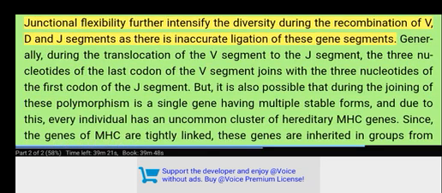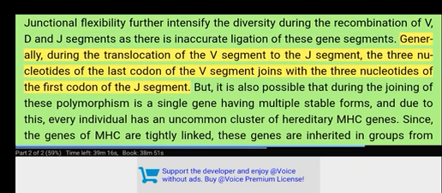Junctional flexibility further intensifies the diversity during the recombination of V, D and J segments, as there is an inaccurate ligation of these gene segments. Generally, during the translocation of the V segment to the J segment, the 3 nucleotides of the last codon of the V segment join with the 3 nucleotides of the first codon of the J segment.